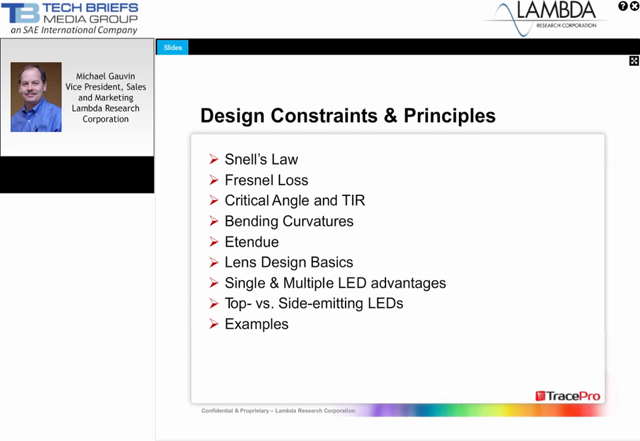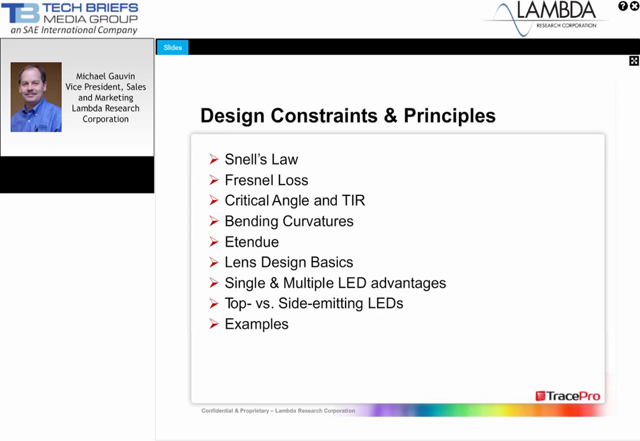And of course, we'll put all this together to start looking at basic lens designs so that we can run them through our examples. There's also things where we're going to have single and multiple LEDs and what the advantages are, especially for color. Of course, I'm not going to have time to do all of these examples, so I'm going to throw in some verbal information a lot with these examples.